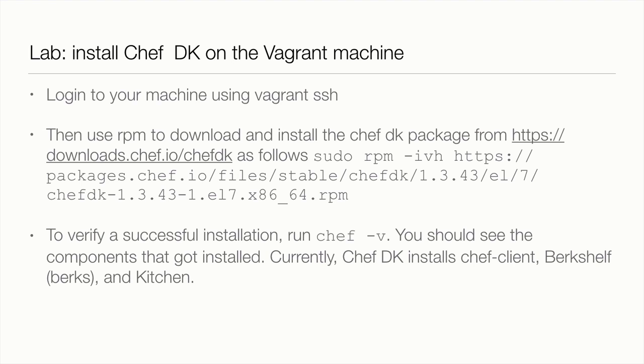Now let's start our lab. In this lecture, we are going to install Chef DK on the Vagrant machine that we have just created in the previous lecture. So here we are on our Vagrant machine, and we are going to use the RPM command. RPM is the command that is used to install packages on CentOS or Red Hat based hosts. The corresponding command on Ubuntu is called dpkg.